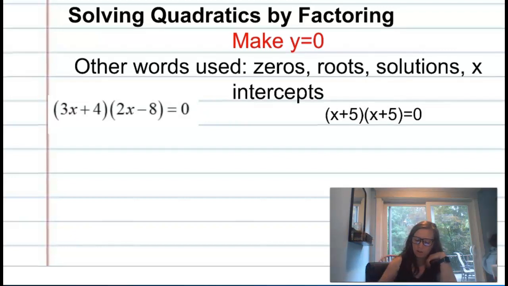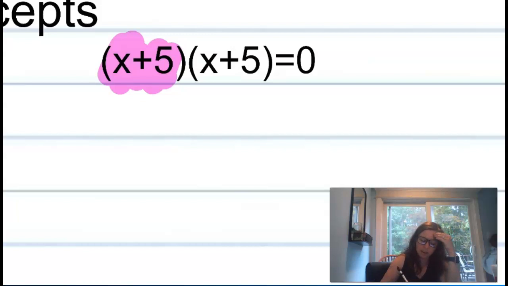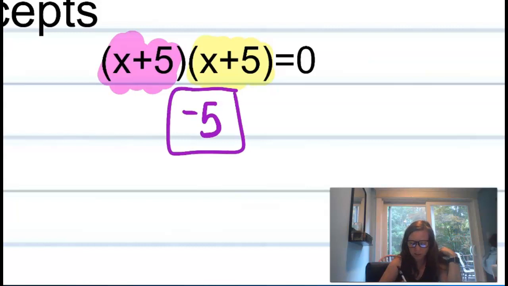So with this one here, I'm actually going to do that one first. You could just think, all right, what number would x have to be in order to make that whole parenthesis turn to 0? That'd be negative 5, right? And then for this one, it'd be the same thing, negative 5. So in that case, there's actually only one answer, just negative 5. That's the only one that works.